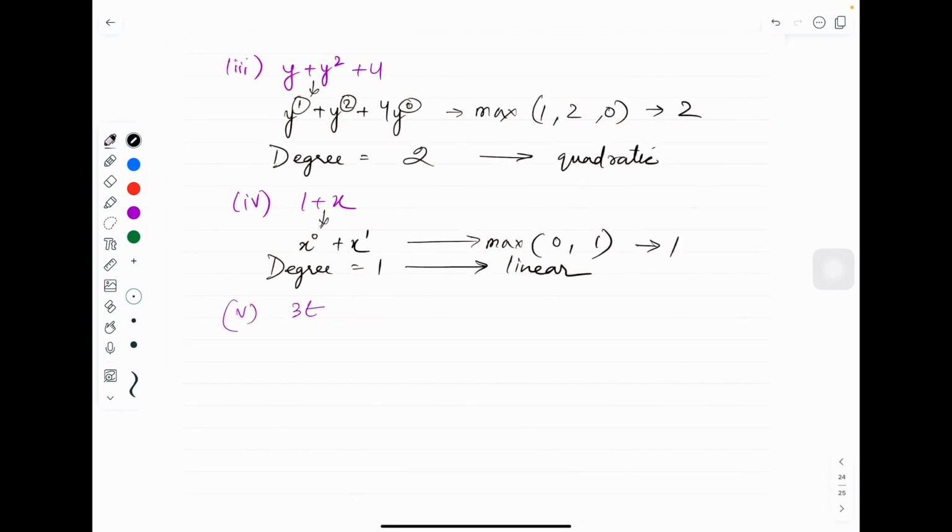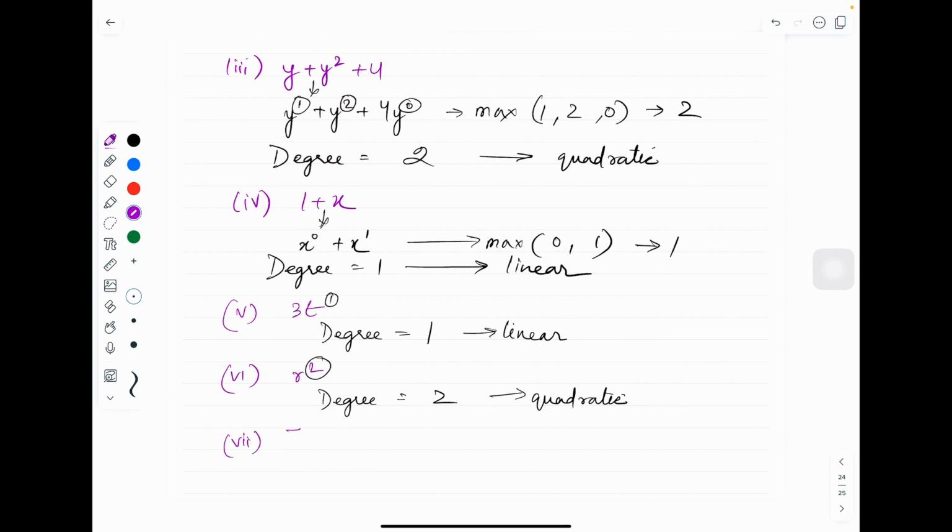3t, same thing. 3t means t is to the power 1. If only one term is there with power 1, degree is 1. If degree is 1, this is what? This is linear. Sixth question is r square. Let me write it again, r square. Only 2 is there, so degree is what? 2. So it is quadratic. Understood?